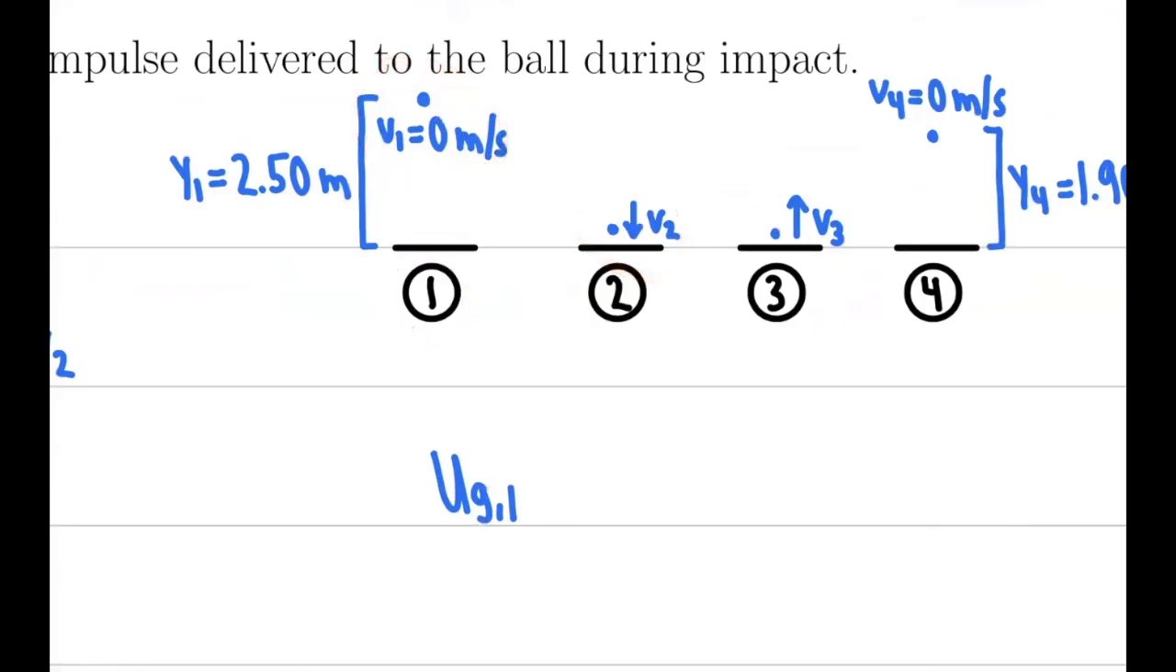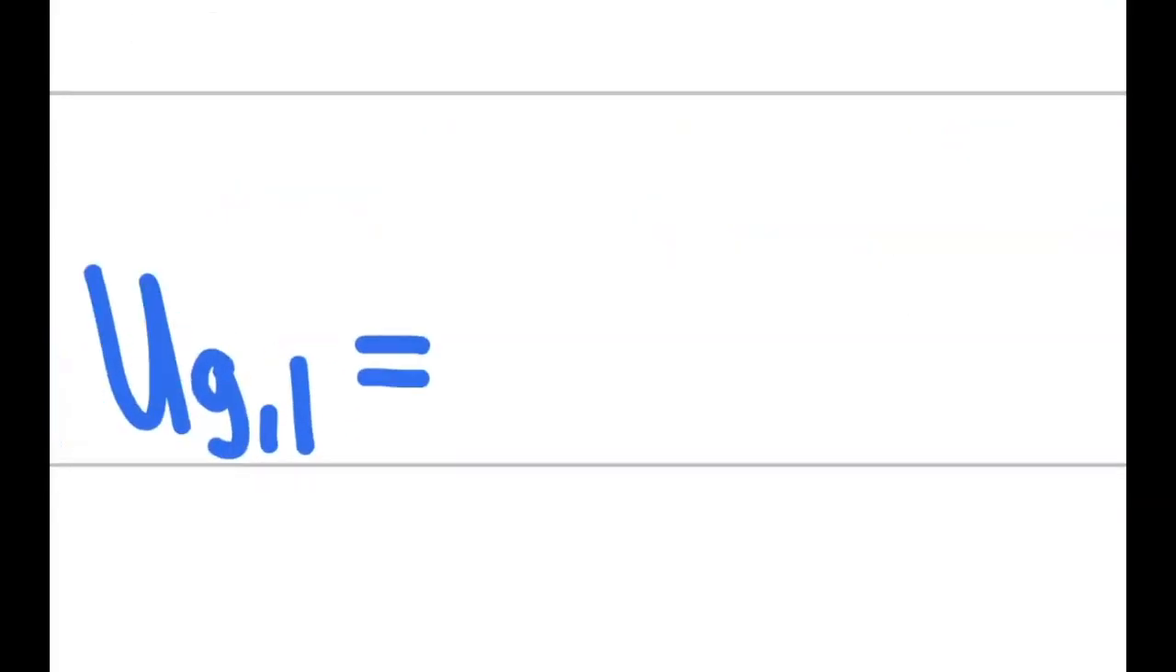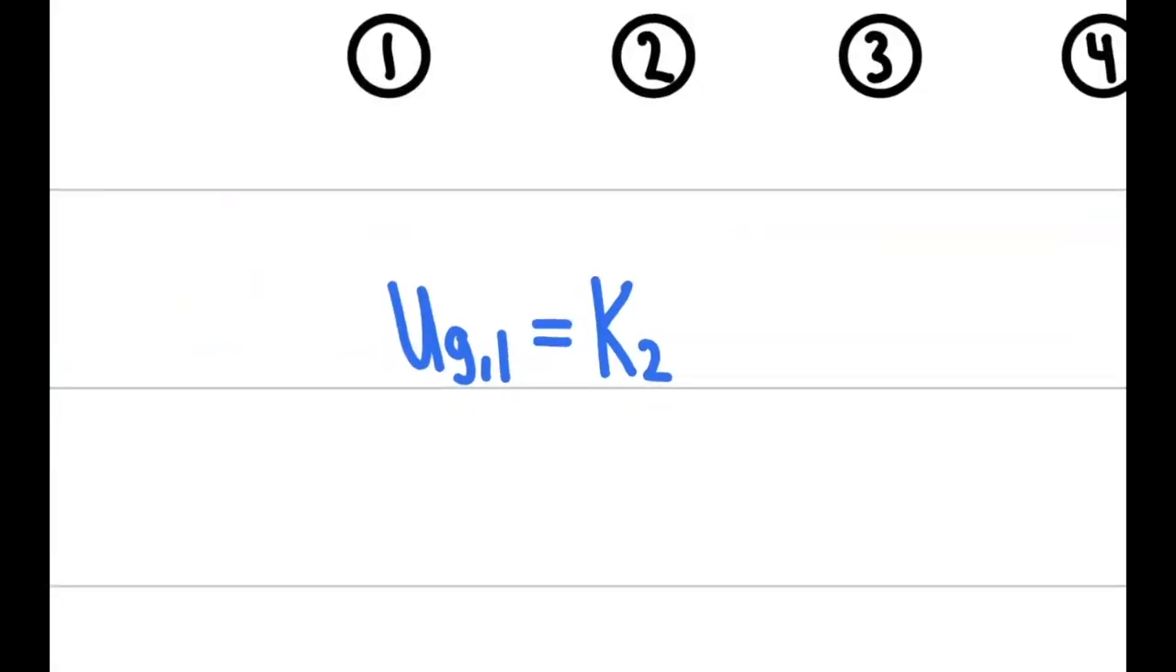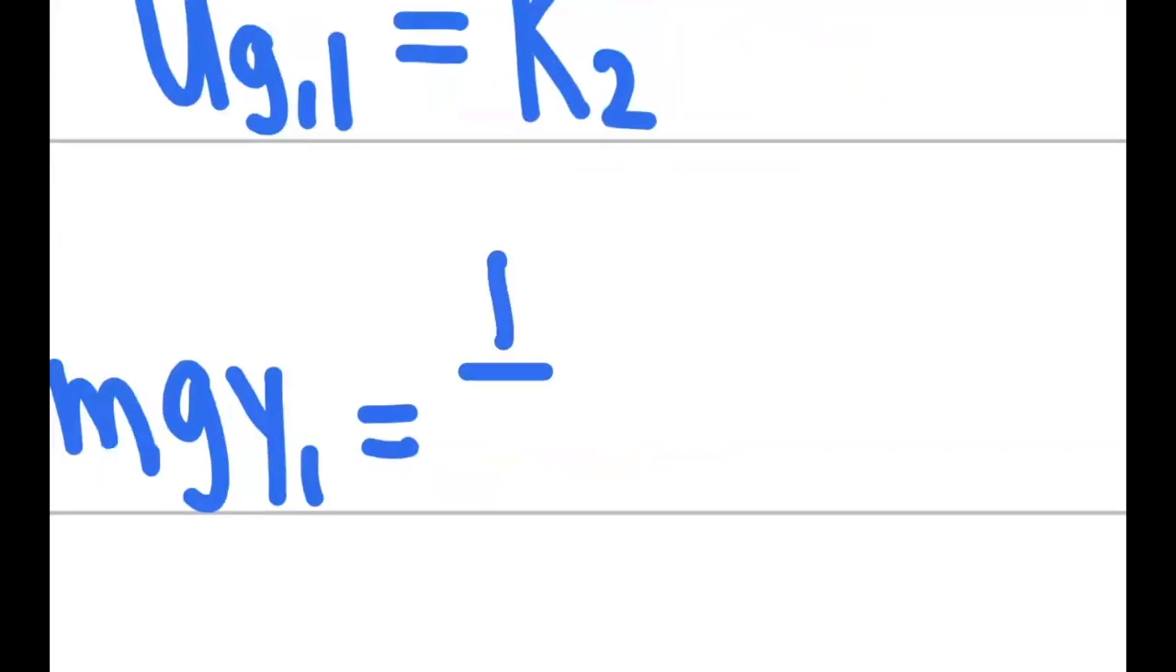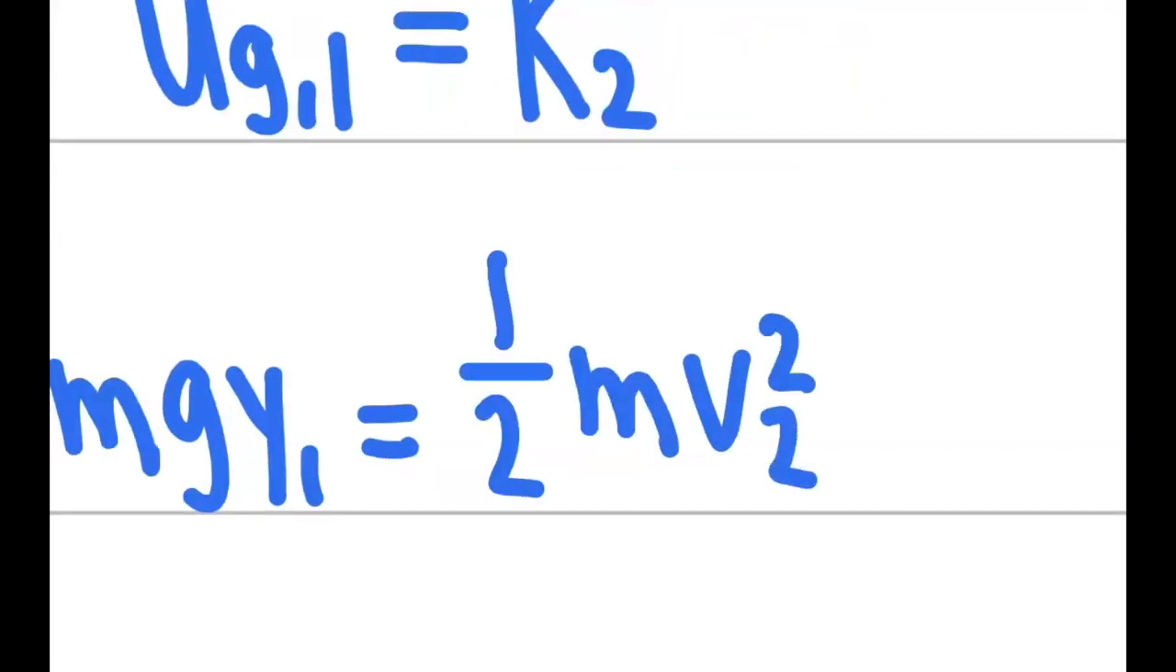And at 2, the ball is basically at the floor, so there's no more gravitational potential energy because it's at y equals 0. But we have kinetic energy. So all the potential energy is going to be transformed to kinetic energy. So I'm going to call that K2. All right. So UG1, that's just mgy1, and K2, that's 1 half mv2 squared.